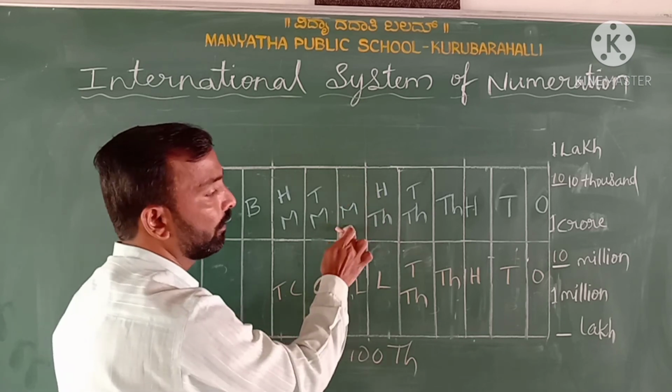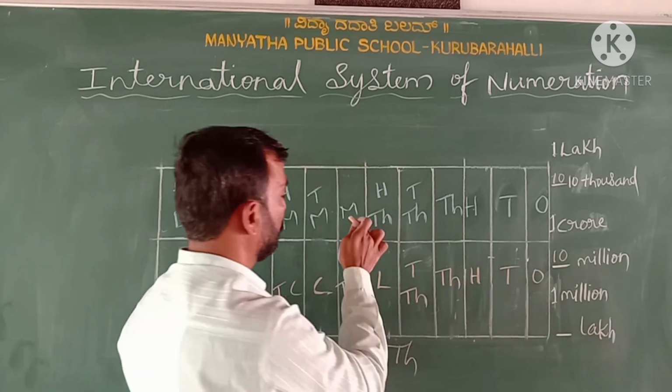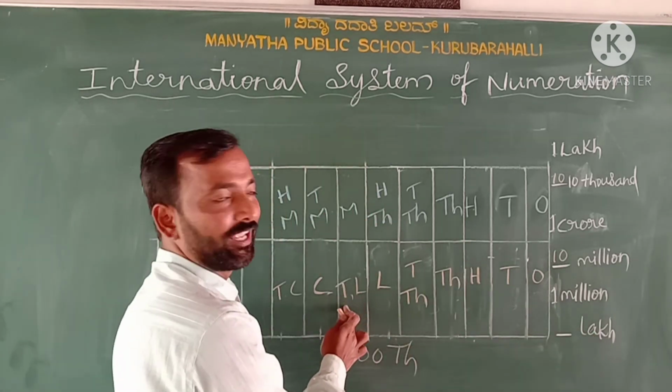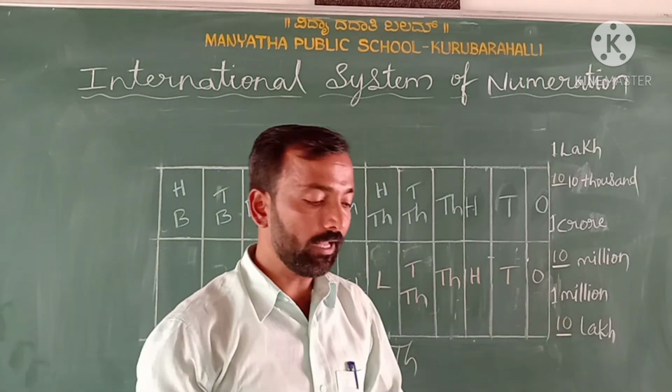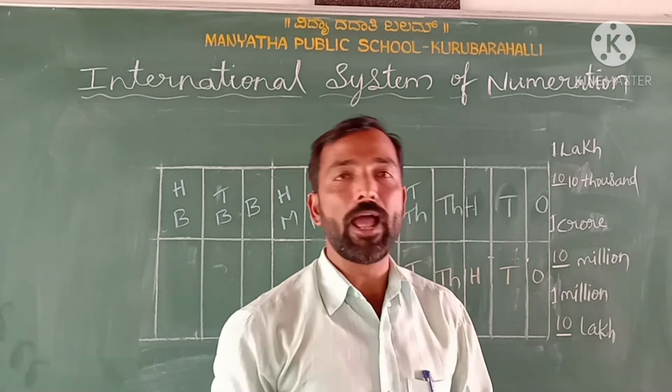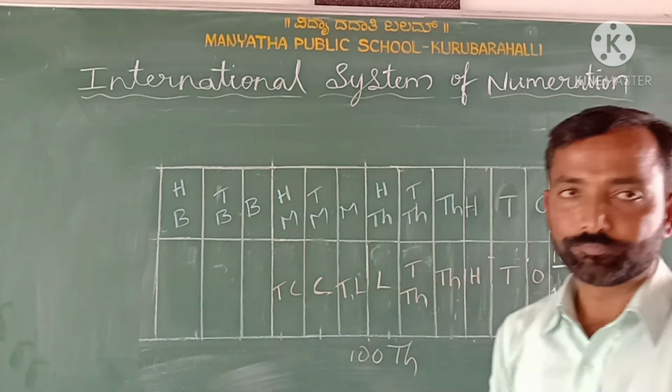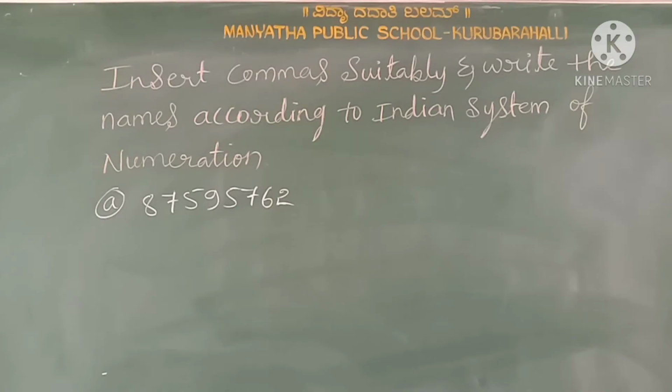Million means 1 million. 1 million means dash lakh. Million. Yes, you can tell 10 lakh. 10 lakh. It is the first main. Fill in the blanks. Next main. Next question.